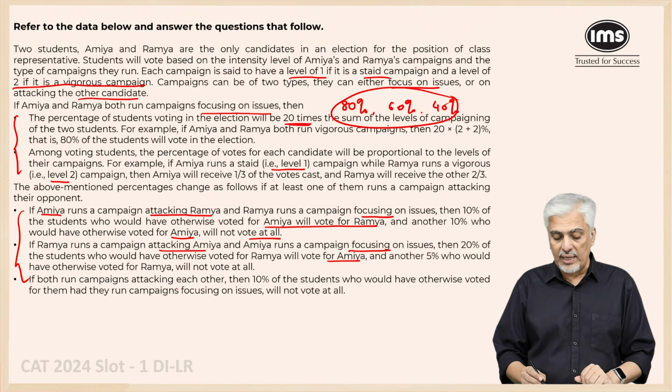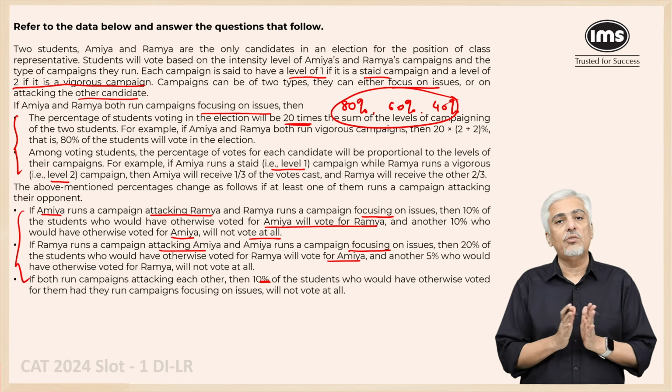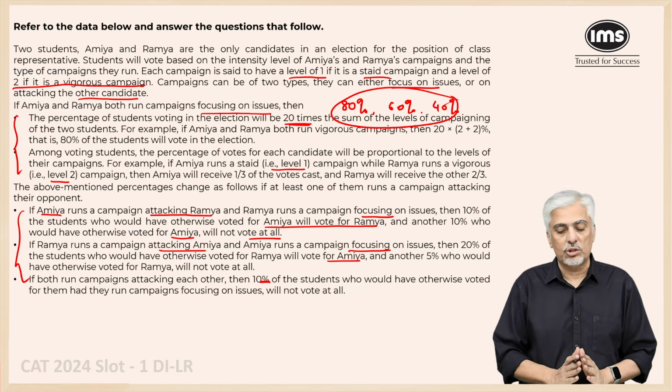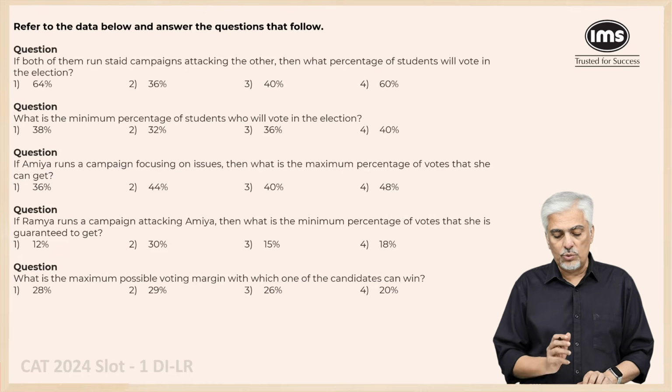And if both are playing the attacking game, then 10% of the students who would have otherwise voted for them now will not vote at all. So, both of them will lose 10% and the total will also be a loss of 10%. So, these were the conditions. Based on these conditions, you had these questions.